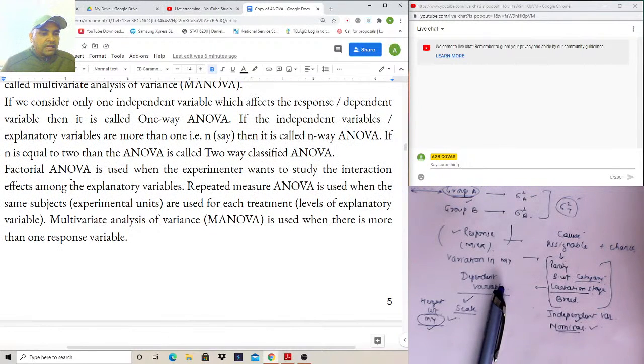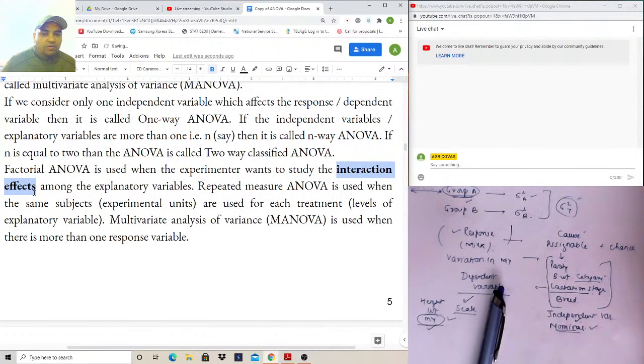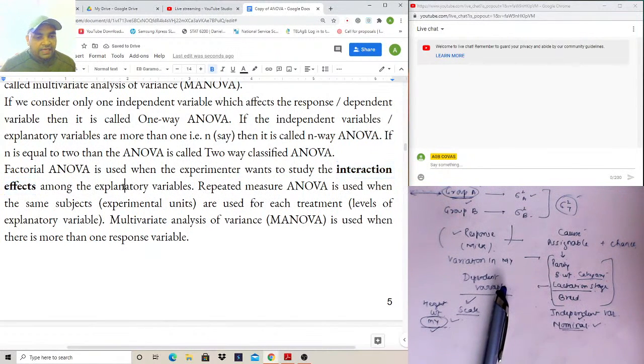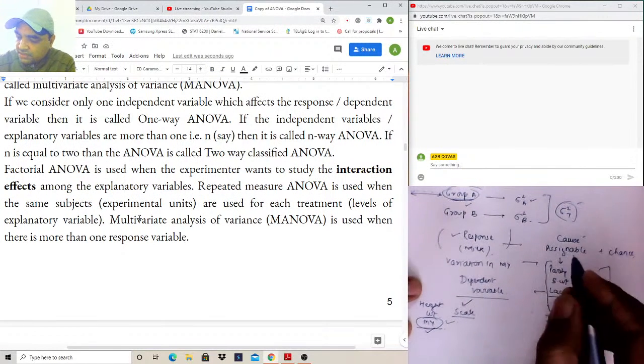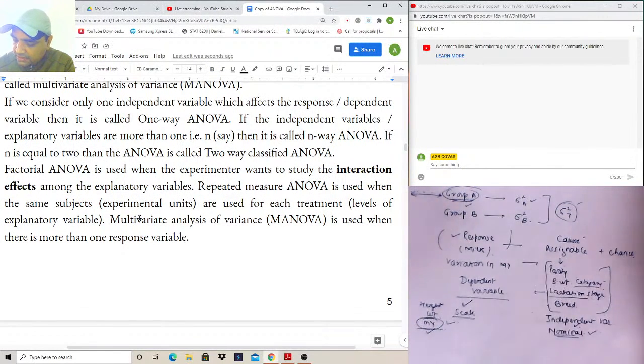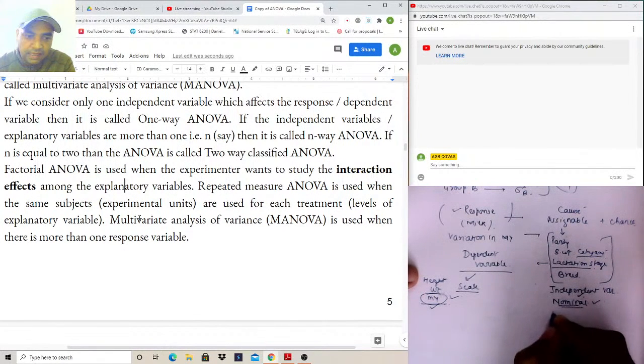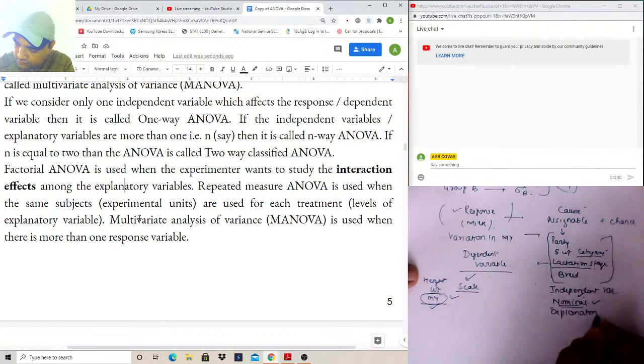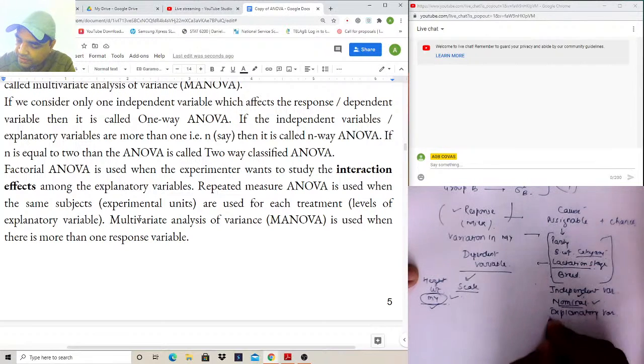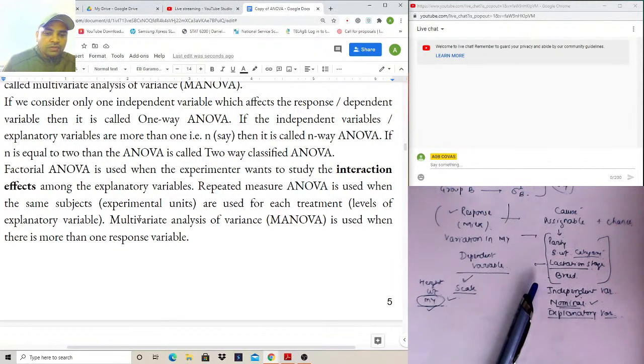So another ANOVA is factorial ANOVA, which is used when the experimenter wants to study the interaction effects, right? If you want to find out the interaction effects among the explanatory variables, then we go for this factorial ANOVA. So these causes, these assignable causes, are also known as explanatory variables. So this is factorial ANOVA, which I was discussing, right?